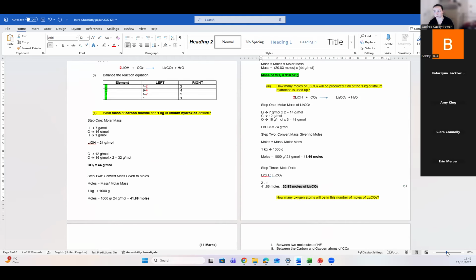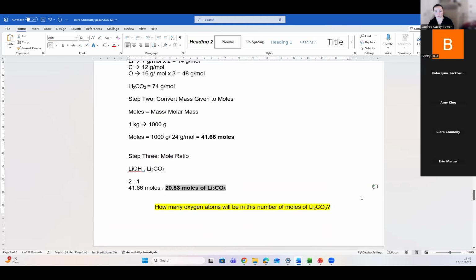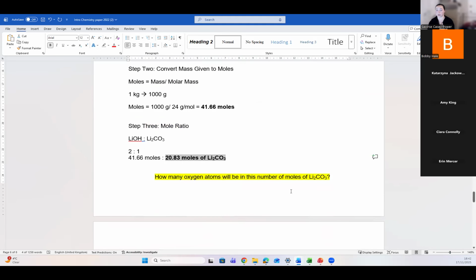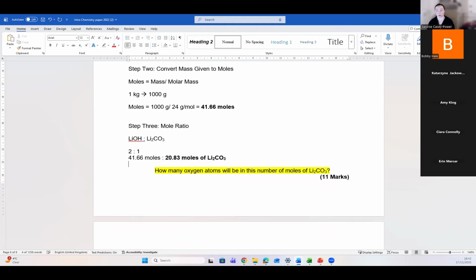Is that okay, guys? So again, you'll notice it's nearly the exact same thing over and over again at this stage. It's just asking you for different molecular formulas each time.